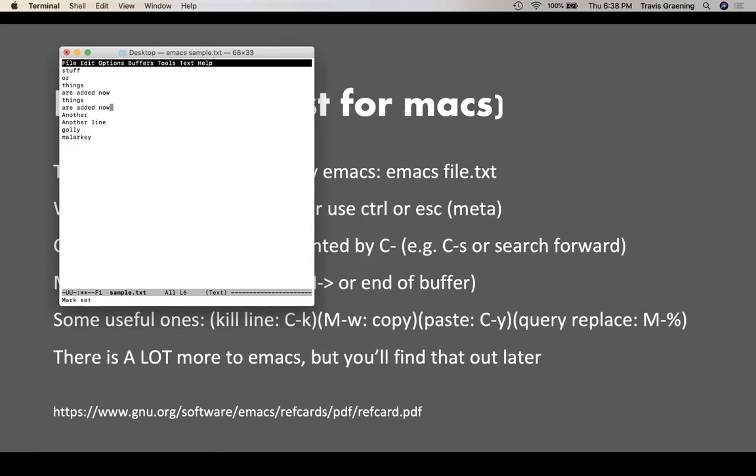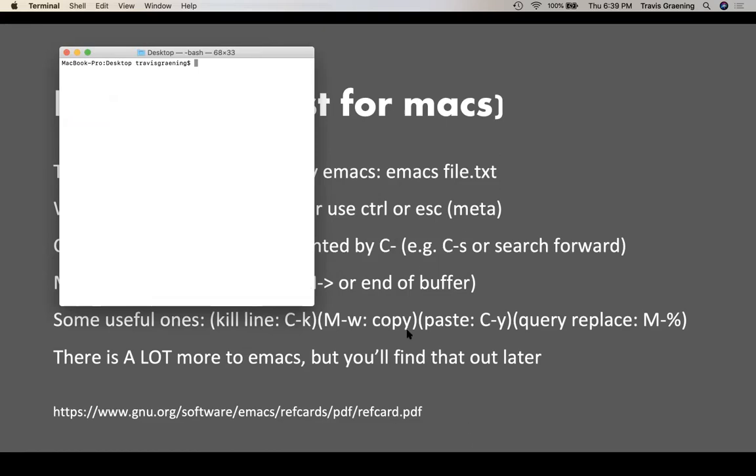There's just a ton of other really cool, interesting things that you can do in Emacs. I would highly recommend taking a look at the reference card that we included at the bottom right there. But for now, the last Emacs command that we'll talk about is exiting, which is just Control X, Control C. It asks if I want to save the file. I can just type Y, and then I'm back to where I started.